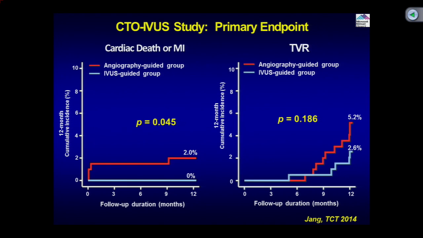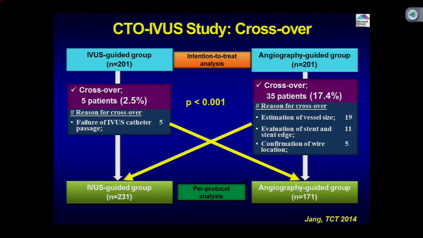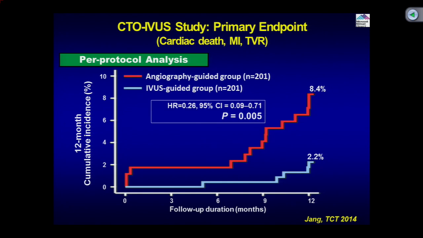And overall, angiography guided versus IVUS guided, you can see here death and MI was lower in the IVUS guided, and the TVR was trended towards lower in the IVUS guided group. More importantly, because of various reasons, there were a lot of crossover of 17% of cases. If you take per protocol, there was a clear difference of the MACE. 8.4% in the angiographic guided, again, it's a randomized trial, versus 2.2% in the IVUS guided.